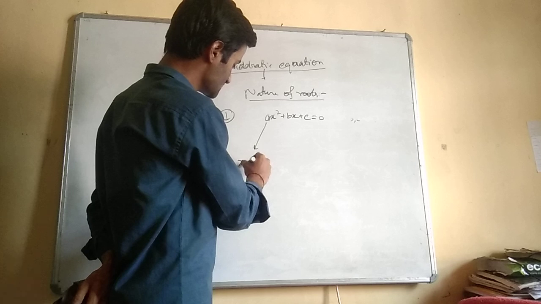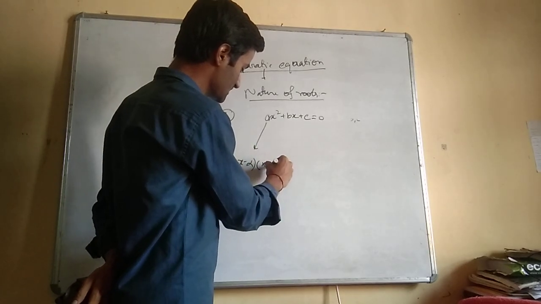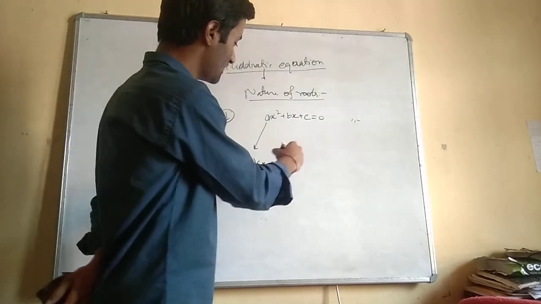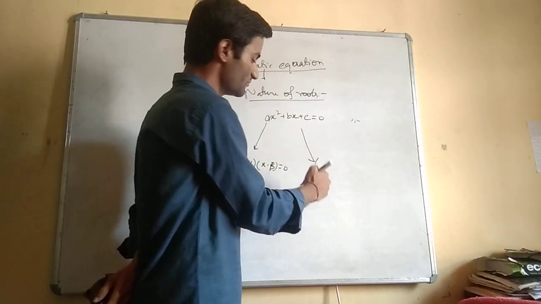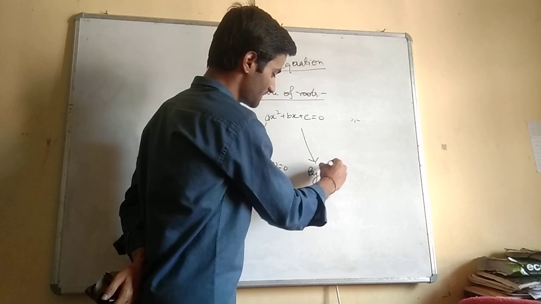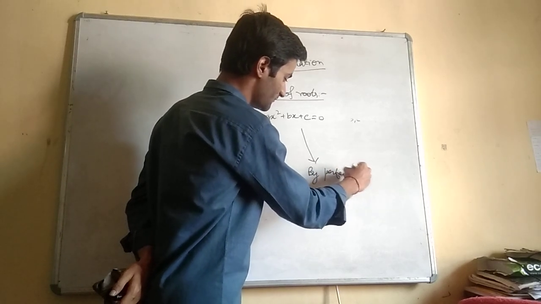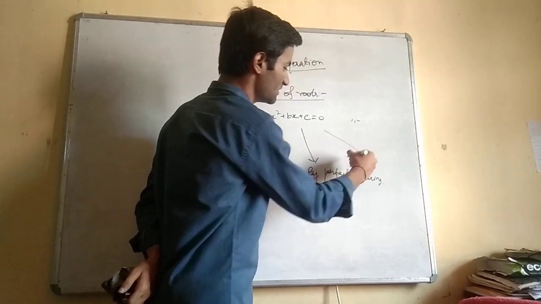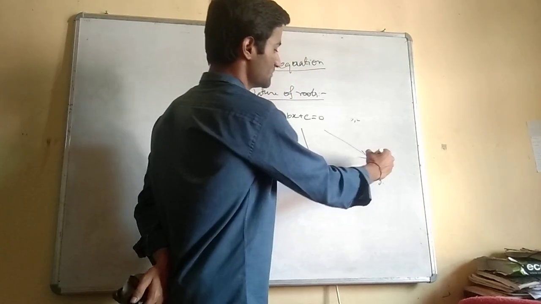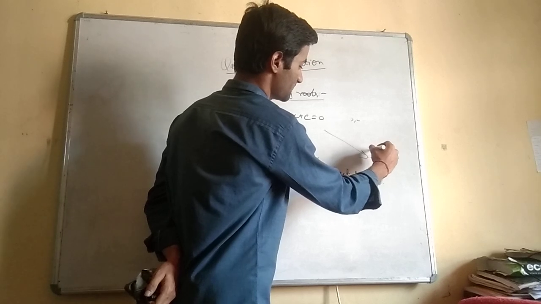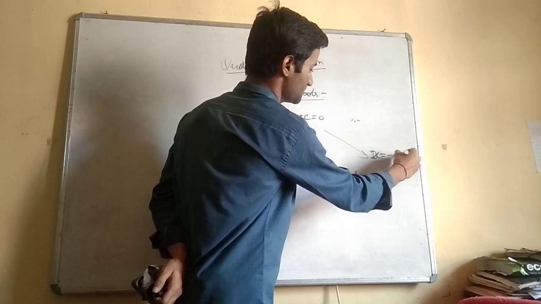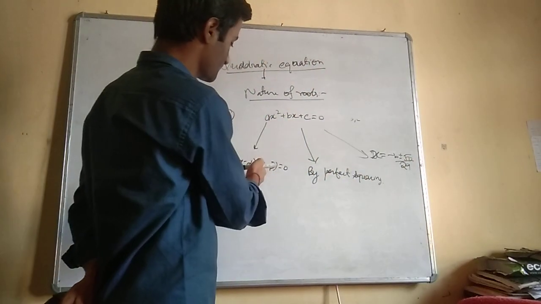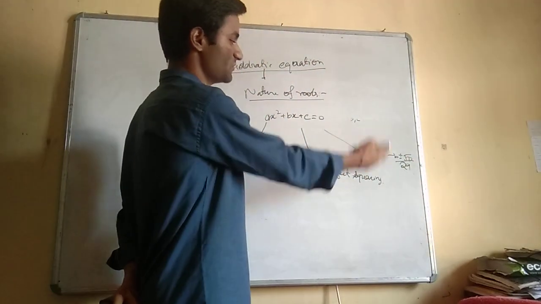First one is that we can factorize this one. We can write this equation in the form of (x minus alpha)(x minus beta) equal to 0, where alpha and beta are the roots of this equation. Second method will be by perfect squaring, and third method is the Sridharacharya formula, which is x equal to minus b plus minus root D by 2a. So there are three ways.